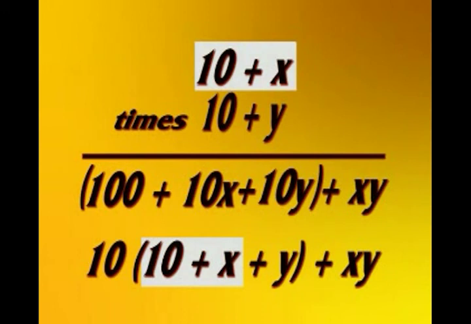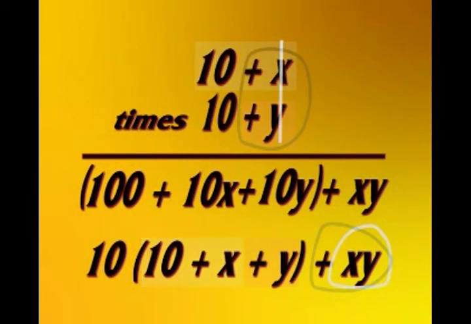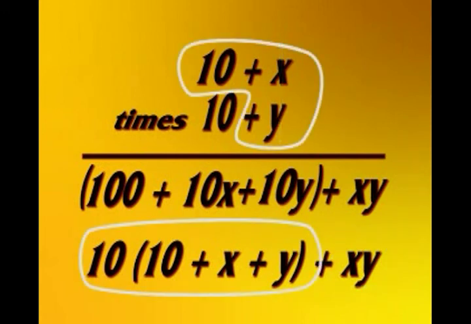Note that 10 plus x is the first number, and y is the units digit of the second number, and xy is the product of the units digits. Thus we multiply x and y and get xy. Then we add 10 plus x plus y. What about 16 multiplied by 14? Why don't you try it?